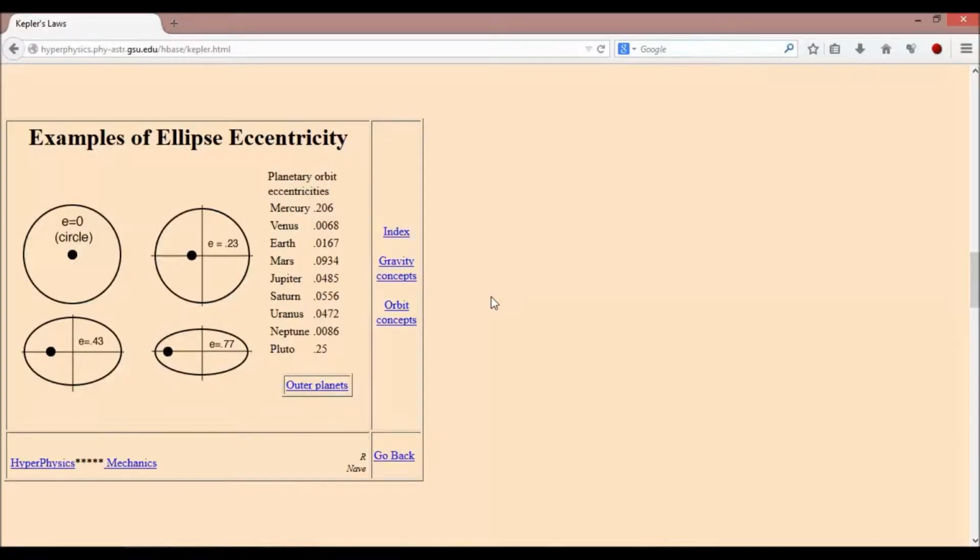Now, in reality, the orbit of the Earth around the Sun is not a perfect circle. Rather, it is an ellipse with an eccentricity of 0.0167 to 3 significant figures. And this is easy to detect even without sophisticated equipment.